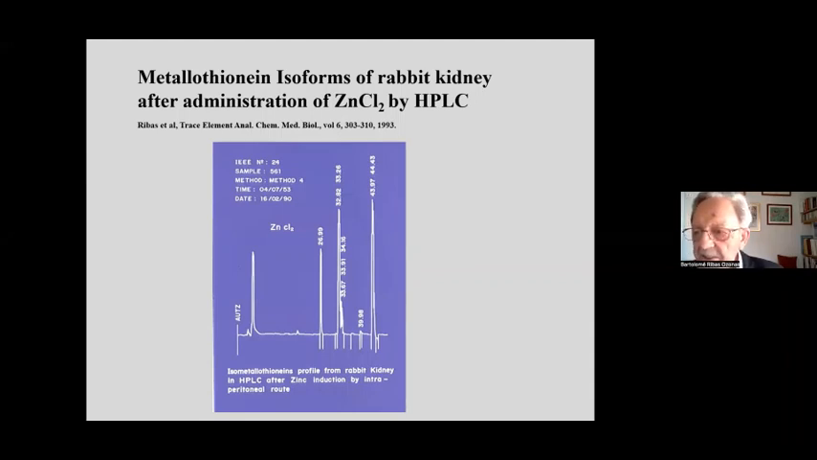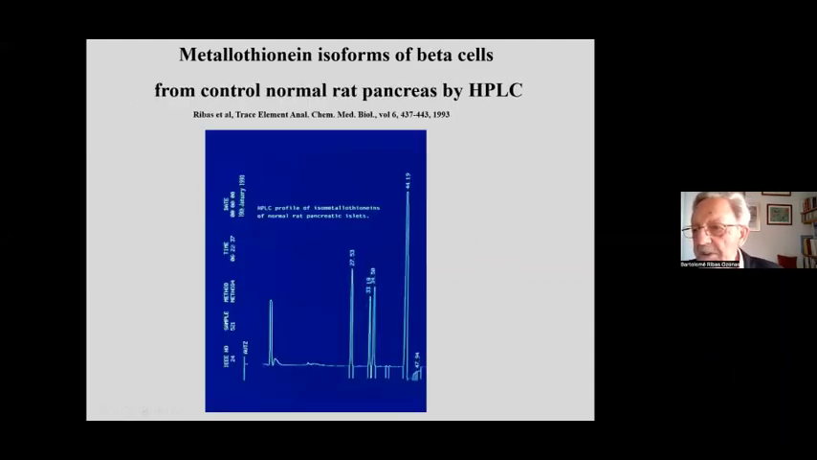And in the next figure is the isoform metallothionein in beta cells of pancreas. Then in the next figure, we see the isoforms in beta cells, rat pancreas, metallothionein separated by HPLC also. And we also see the separation 2, 3, 4, and 6 isoforms of isometallothionein. It was in collaboration with a group in Barcelona, Spain.